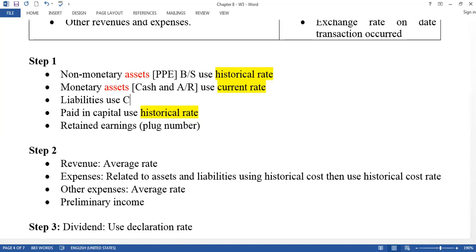Yes, the current rate. So we translate our non-monetary assets, monetary assets, we translate our liabilities, we translate our paid in capital. Then we have to calculate the retained earnings using the plug number. Plug number means the missing number. This is step one.